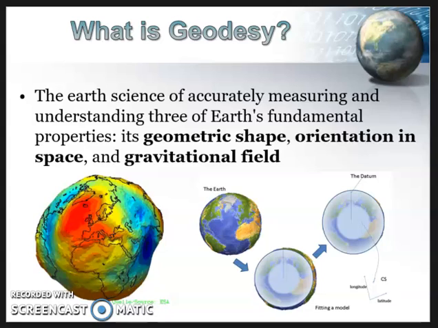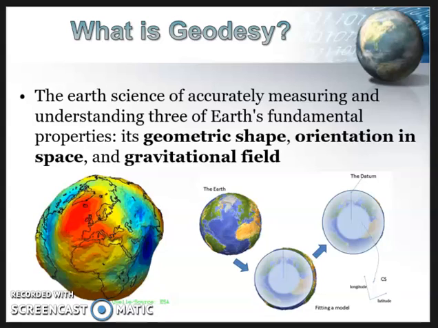Just for a quick review, what is geodesy? Geodesy is a branch of applied mathematics. It is the science of measuring and representing the size and shape of the Earth, the exact position of points on Earth, and the study of Earth's gravitational and magnetic fields as they change over time. Geodesy is the foundation, quite literally, upon which all other geospatial science stands.